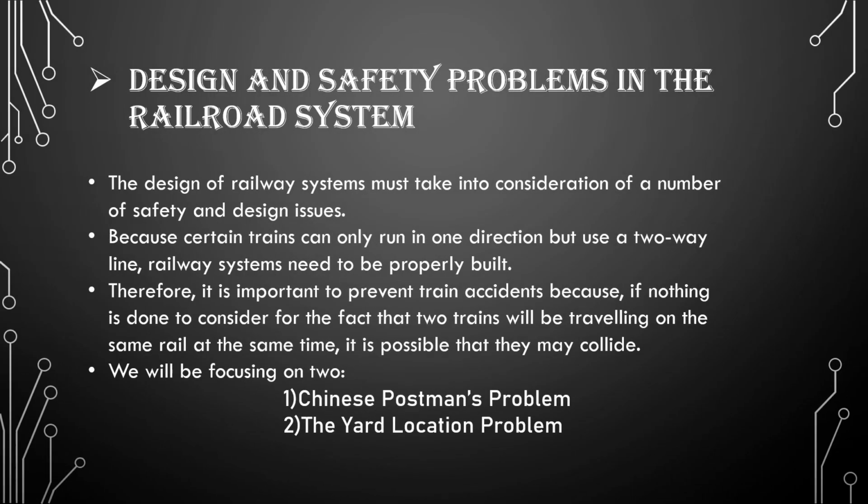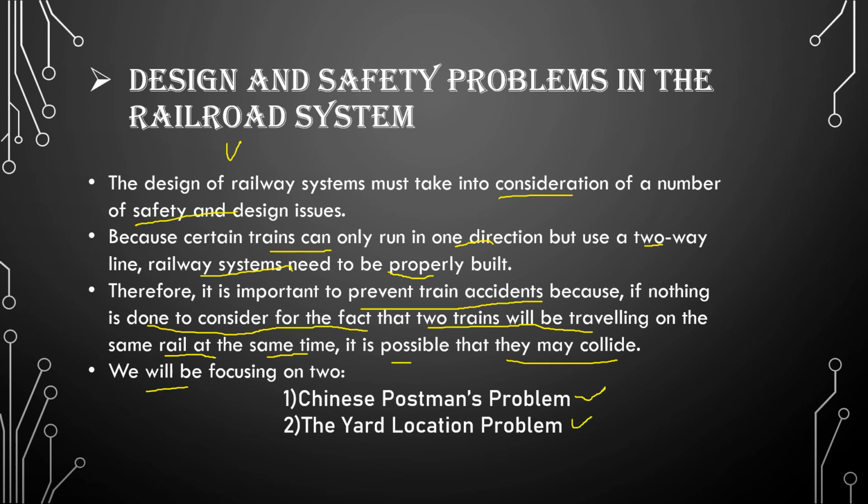Let us move towards the design and safety problems in the railroad system. The design of a railway system must take into consideration a number of safety and design issues, because certain trains can only run in one direction, but the use of a two-way line means the railroad system needs to be properly built. Therefore, it is important to prevent train accidents, because if nothing is done to consider the fact that two trains will be traveling on the same rail at the same time, they may collide. We will focus mainly on two problems. The first one is the Chinese postman problem and the second one is the yard location problem.